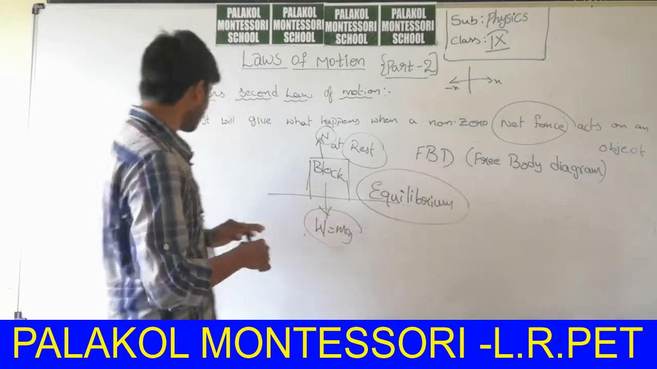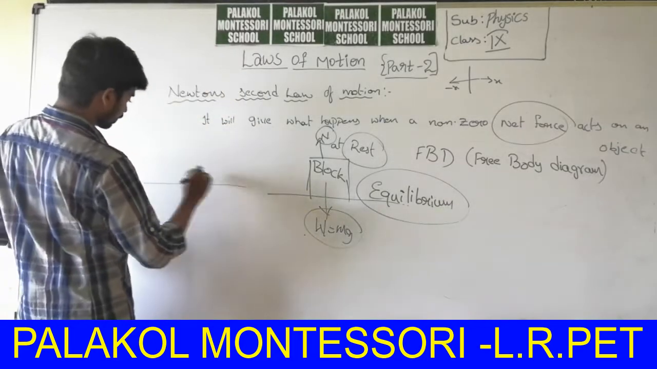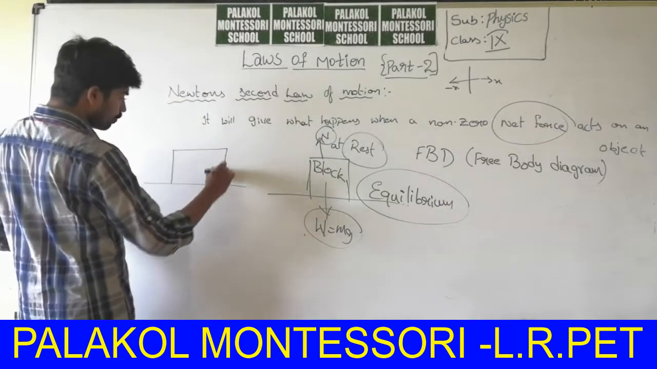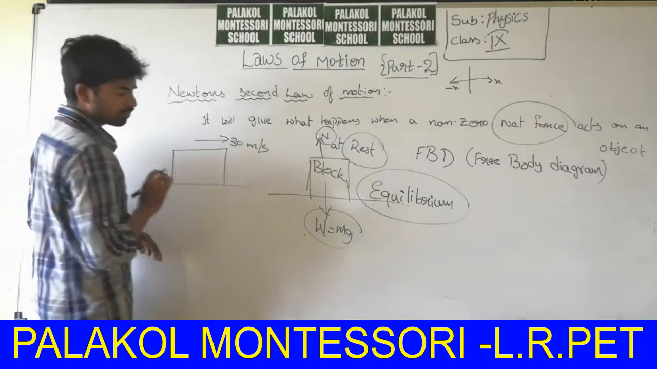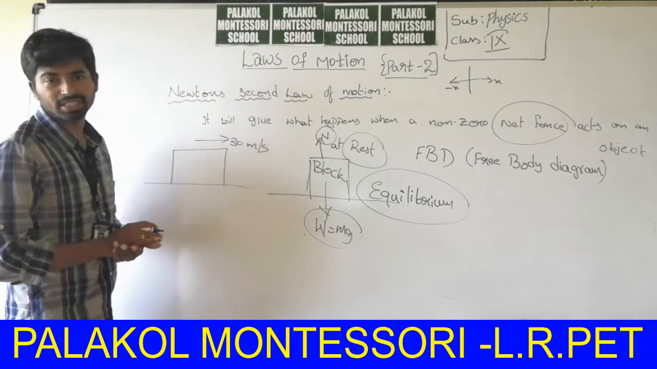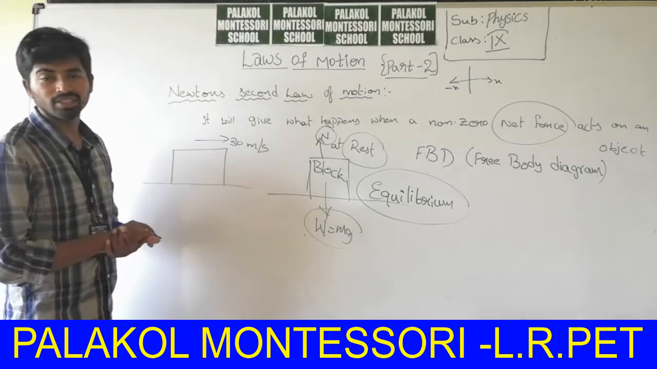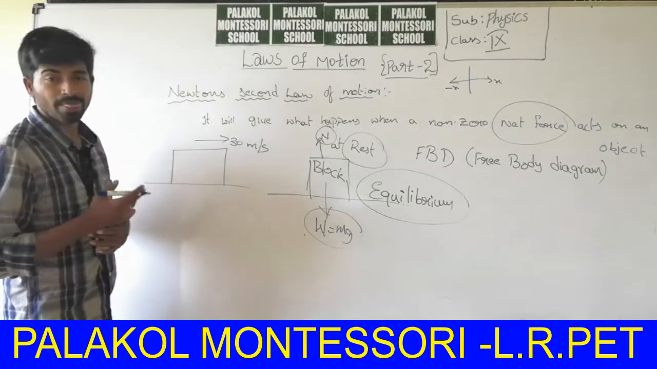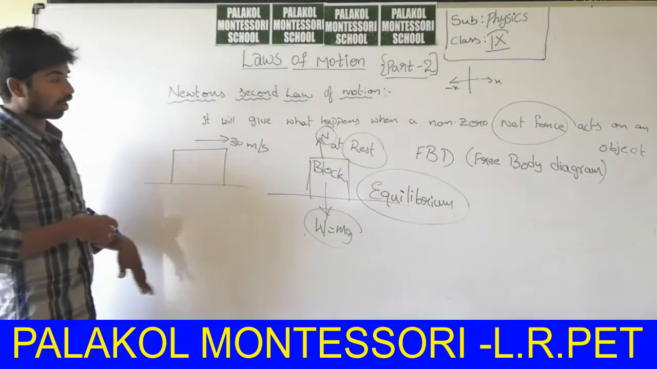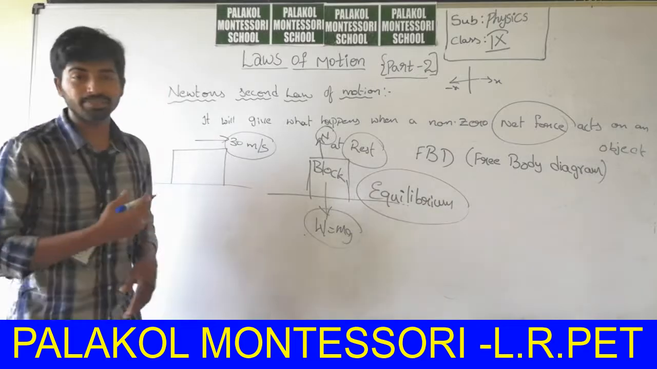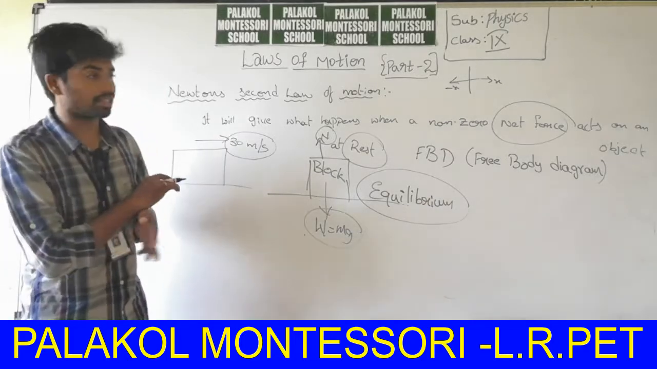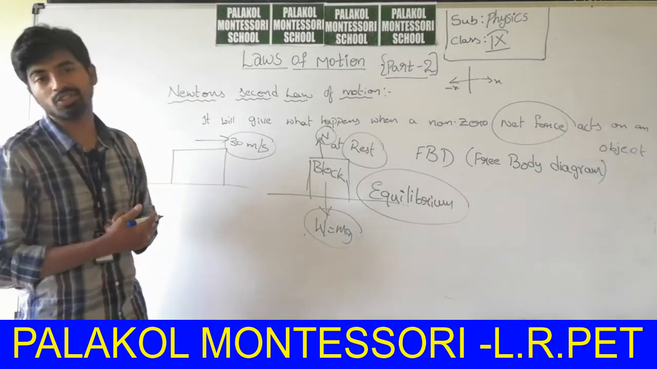So, let us consider another object. This object is moving with constant velocity, let us say 30 meters per second. What are the forces acting on it? Here also the forces are balanced. When the object is at rest or moving with constant velocity, what does that mean? All the forces are balanced on this object.